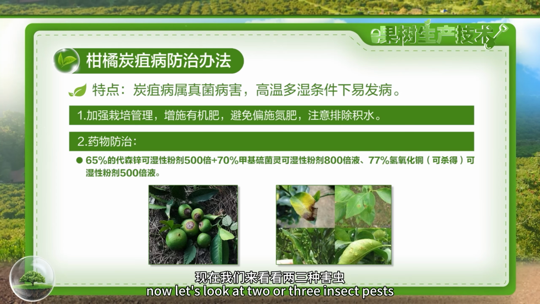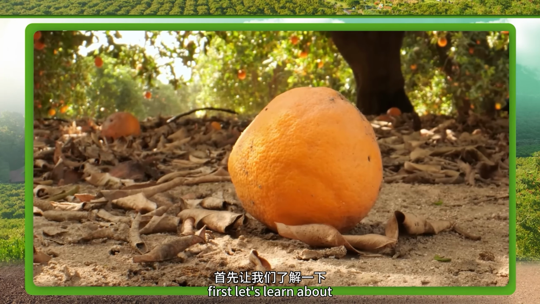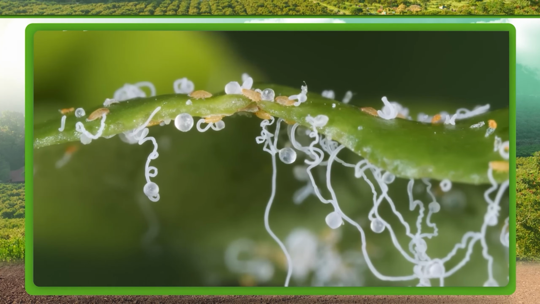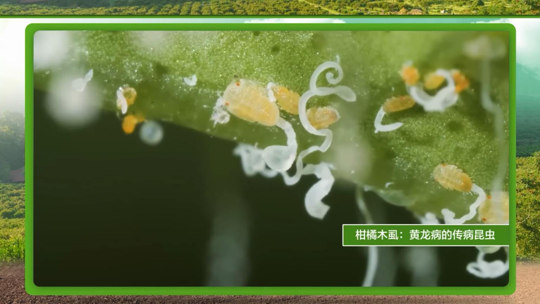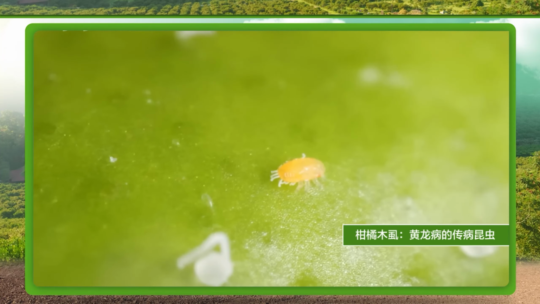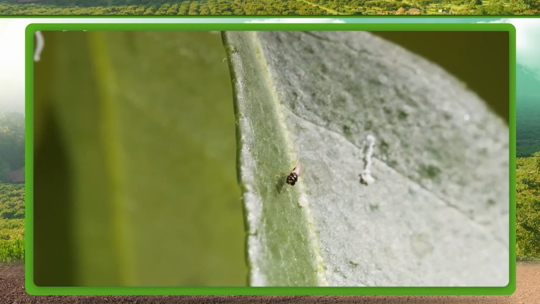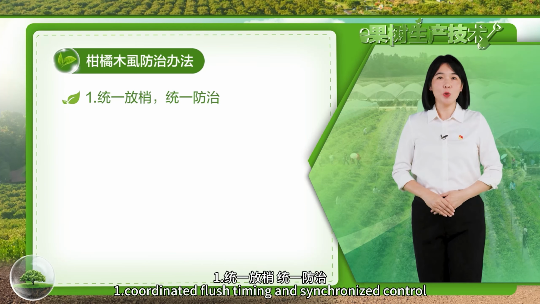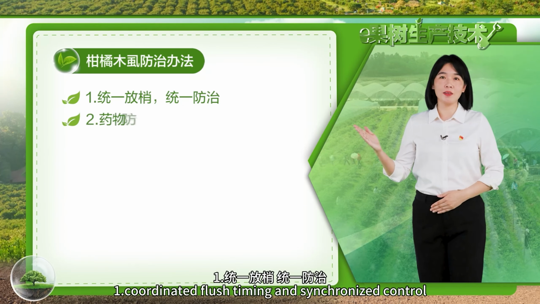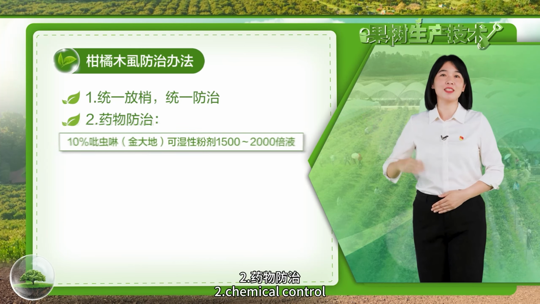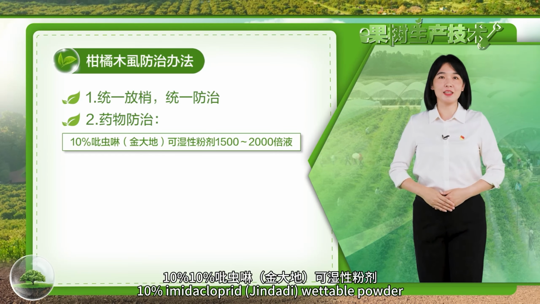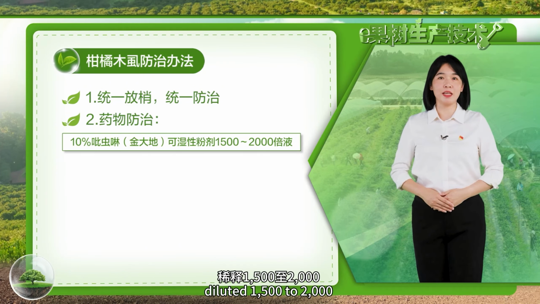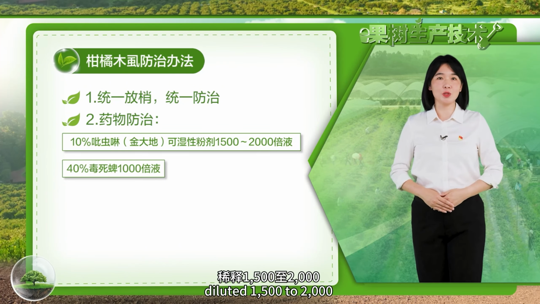Now, let's look at 2 or 3 insect pests. First, let's learn about the Asian citrus psyllid, which spreads HLB. We can prevent it from the 3 aspects. 1. Coordinated flush timing and synchronized control. 2. Chemical control. 10% imidacloprid wettable powder. Diluted 1,500 to 2,000 times.